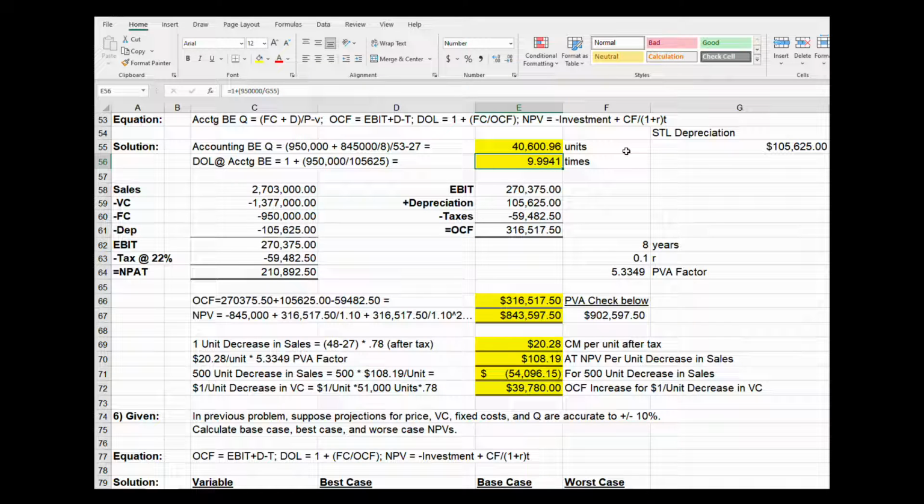For degree of operating leverage, we would calculate that. That's 1 plus fixed cost over OCF, which at the accounting break-even quantity is depreciation. So 1 plus 950,000 over 105,625, I get 9.9941 times. That is, for every 10% increase in quantity, we get a tenfold increase, 9.9941 times increase in OCF. So it levers it up. That means they have high fixed cost.